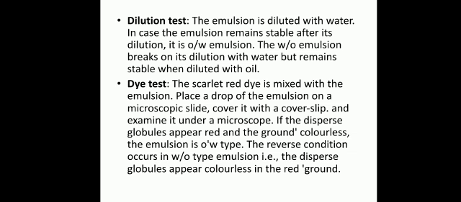Now, dye test. The scarlet red dye is mixed with emulsion. Place a drop of the emulsion on the microscopic slide, cover it with a cover slip and examine it under a microscope. If the dispersed globules appear red and the ground is colorless, then the emulsion is oil in water type. The reverse condition occurs in water in oil type emulsion. That is, the dispersed globules appear colorless in the red ground. So that's about dye test.